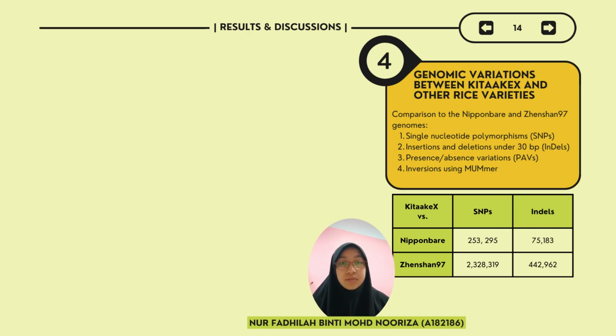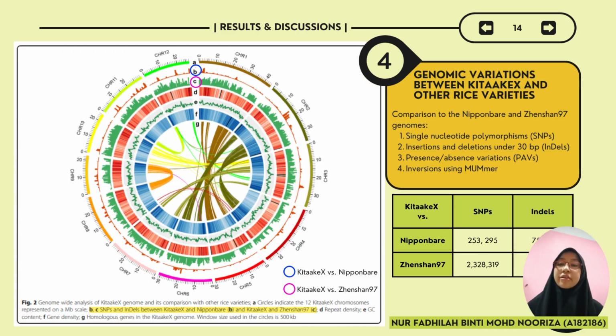Okay, based on the table shown here, they identified the variations among the rice genomes by looking at the SNPs and indels. Let's look at figure 2b shown here, especially 2b and 2c that are circled in yellow. It also shows the comparison in terms of SNPs and indels, but in a visual way.